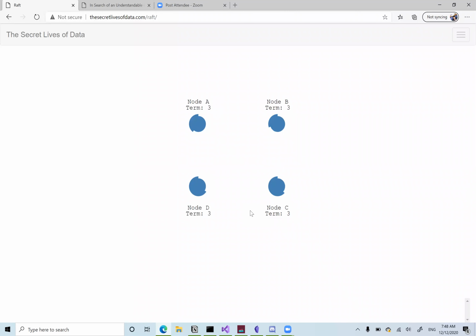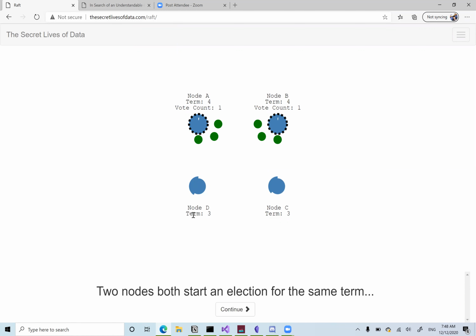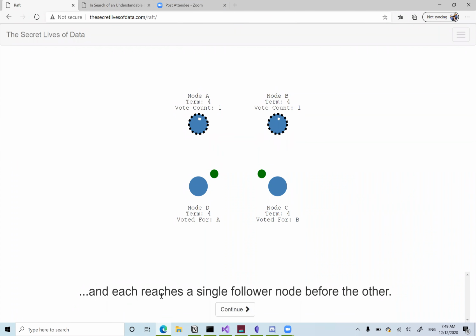So in this example, initially the term was 3, and these two nodes become candidates for term 4 simultaneously. So they initially voted for themselves, so their vote count is 1, and now they will request these 3 other nodes asking for their votes, right? And each reaches a single follower node before the other.